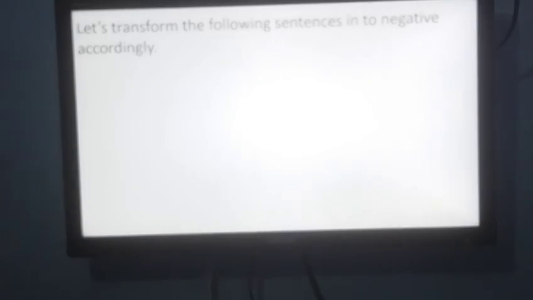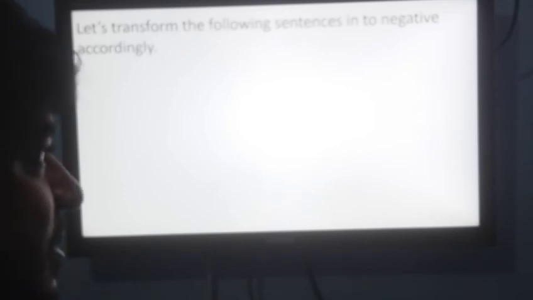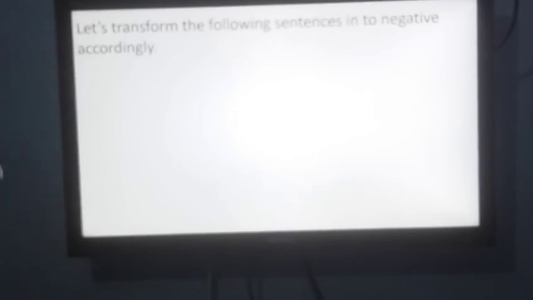Let's transform the following sentences into negative accordingly. That means this is your homework. So everybody write down your homework. When our school is opened, at that time I'll see your homework. So please try to do it attentively.